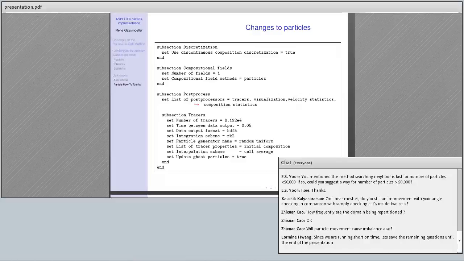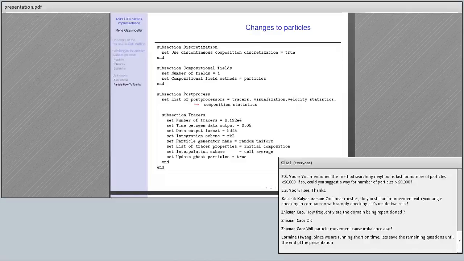These are all of the changes that you would have to make to use particles to track the compositional fields. First of all, since we want to use a cell-wise discontinuous average of compositions, we should make sure that our finite element representation also uses a discontinuous finite element to allow the representation of our particle interpolation. The way to set up this compositional field to be advected by particles is essentially just adding one line, the set compositional field methods equals particles line.